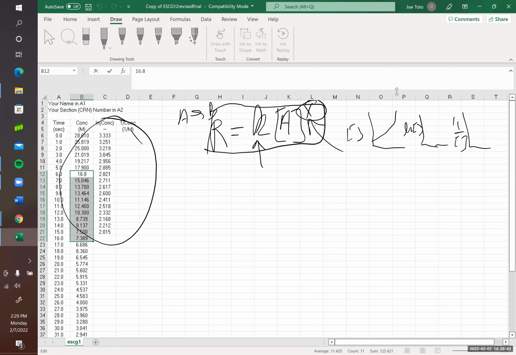So concentration versus time went like that. The log of the concentration was like this. And actually the concentration versus time was probably, sorry, like this. This one was like this. So this is not right here. Is that right?